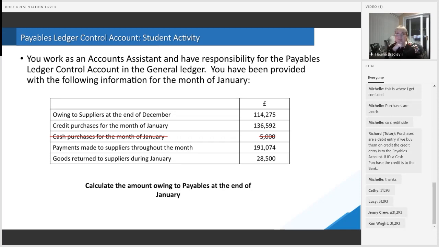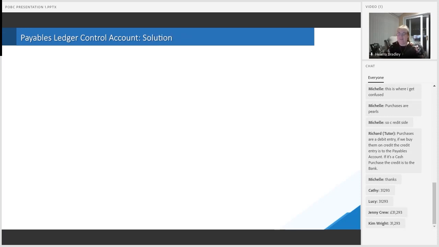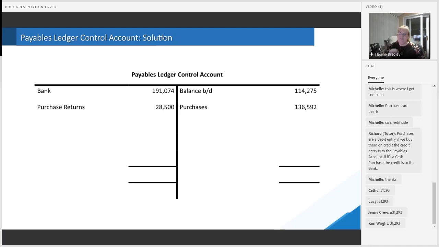Perfect. We've got a common theme here, guys, which is great. 31,293. That certainly sounds familiar. So let's have a look. We've got our balance brought down and our purchases on the credit side. They're going to increase what I owe my supplier, and the items that reduce go on the debit side. And remember, there's no place for that cash transaction. That was a bit of a red herring. It was a bit of a naughty question to ask.